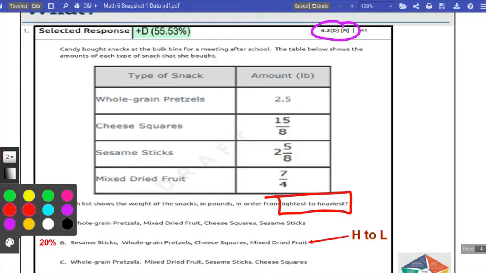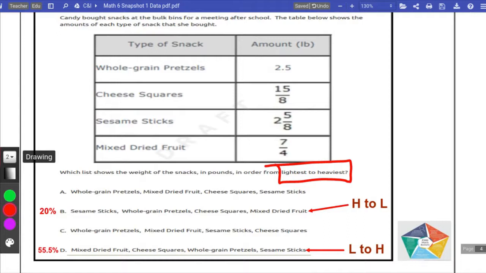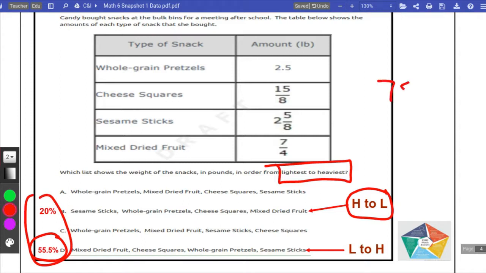All right, so here's what we notice. We notice that 20% of students chose B. If you chose B, that means they did the reverse, from heaviest to the lightest. But the correct answer here is D. Now, if you combine those two here, you are looking at about 75.5. So that's something to consider as you're moving forward.